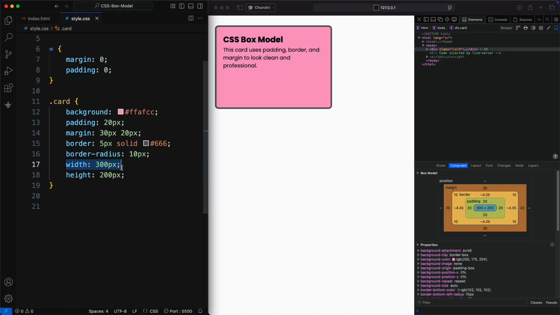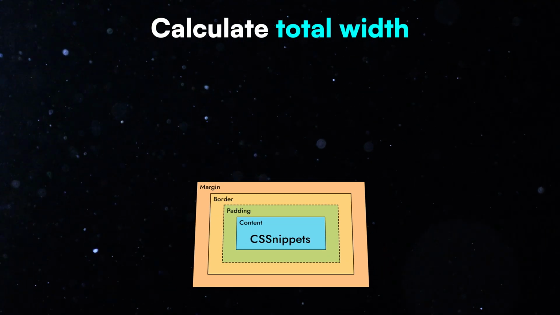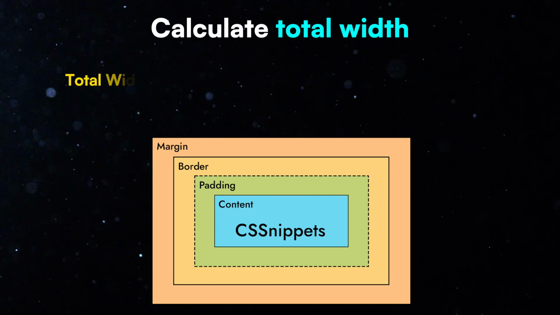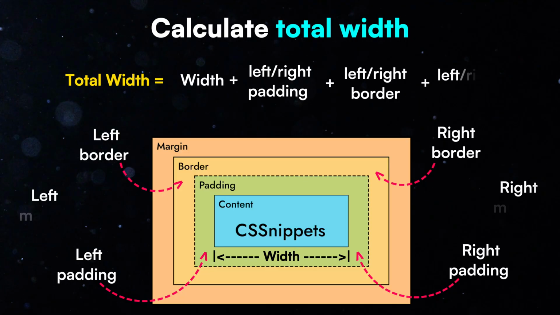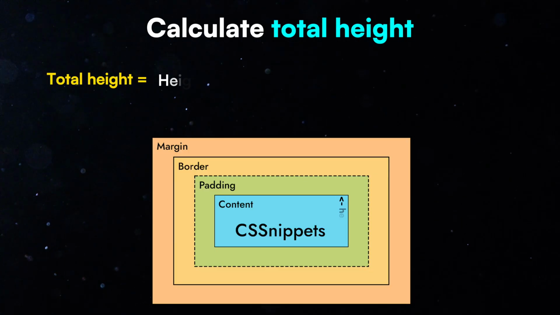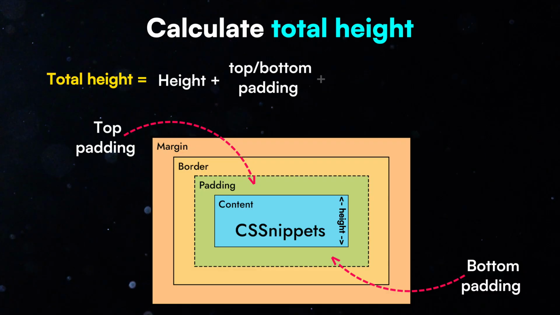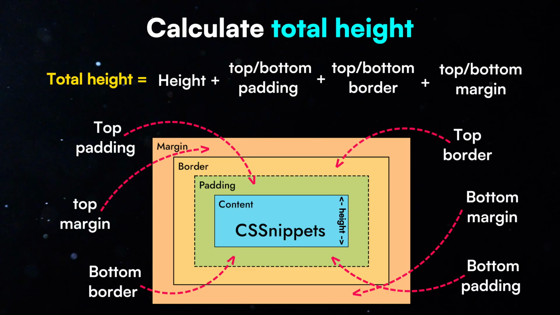The actual width starts at 300 pixels. Then we add 20 pixels of left and right padding, 5 pixel borders, and 20 pixel margins on both sides. The same applies to the height. It starts at 200 pixels, and then the top and bottom padding, borders, and margins are added. To calculate the total space the element takes up on the page, use the formulas. Total width equals width plus left-right padding plus left-right border plus left-right margin. Total height equals height plus top/bottom padding plus top/bottom border plus top/bottom margin.